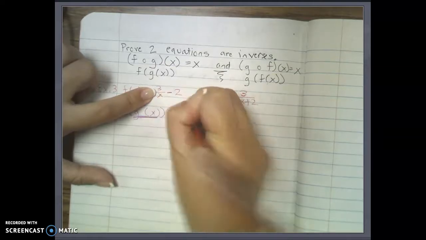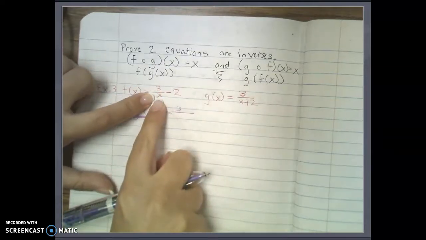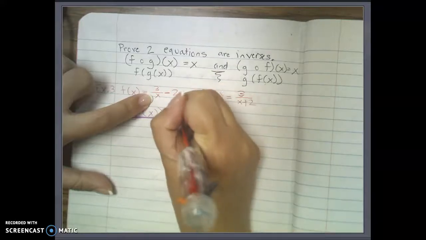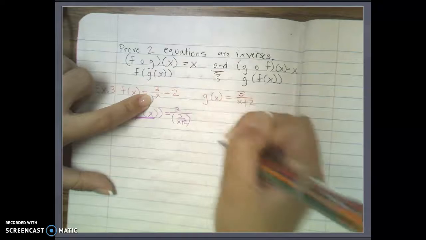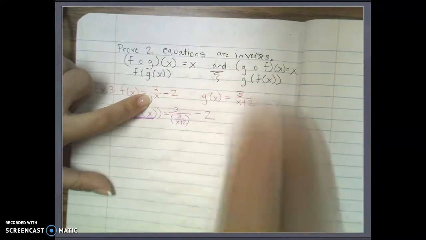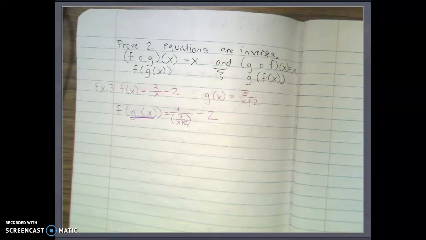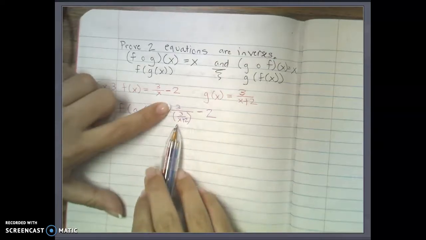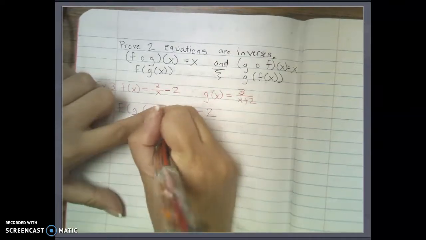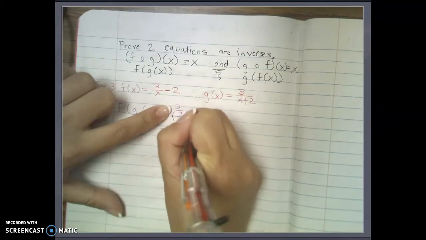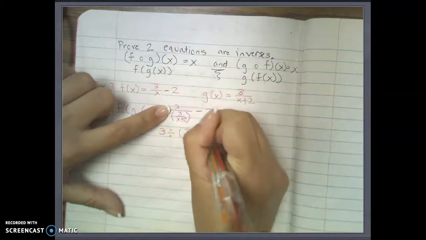So 3 over, instead of this x, we're going to put 3 divided by x plus 2. And then we're going to have minus 2. This may look complicated, but I promise you it's not. So let's first look at this fraction. We're taking 3 and dividing it by 3 over x plus 2, and then we're going to subtract 2.